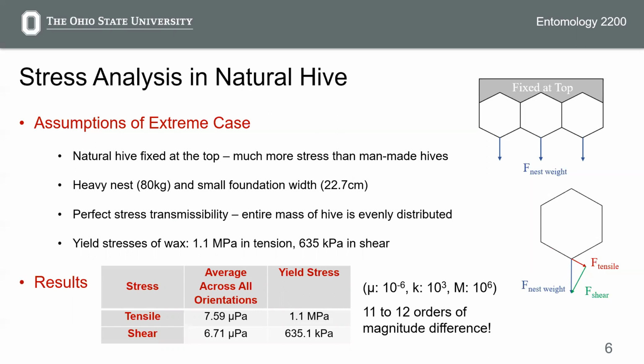Now, not knowing what these units mean is okay. If you remember your unit prefixes, the symbol that looks like a U means micro and carries with it a 10 to the minus 6th power, compared to the yield stresses, which are in units of mega and kilopascals, meaning 10 to the positive 6th and positive 3rd, respectively. You can see pretty clearly that the stresses that the wax takes on in even an extreme case such as this aren't even close to what is required to cause failure.